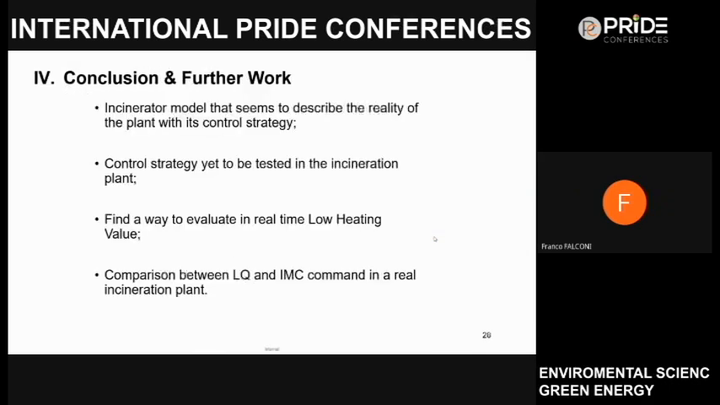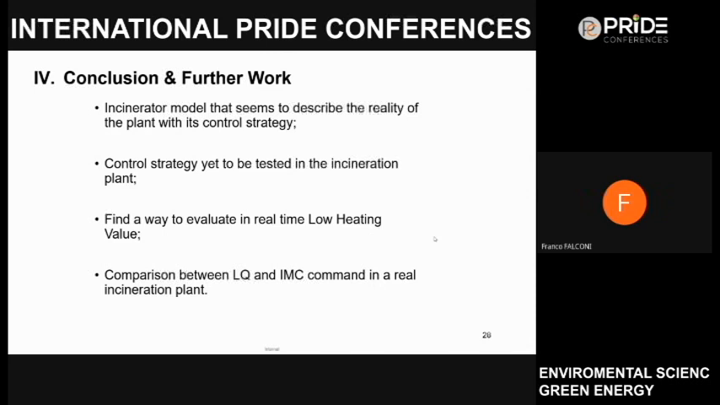So in this work, we have presented a model that can describe accurately the process of combustion in an incineration plant. Also, we have presented a control strategy that has yet to be tested in a real incineration plant.